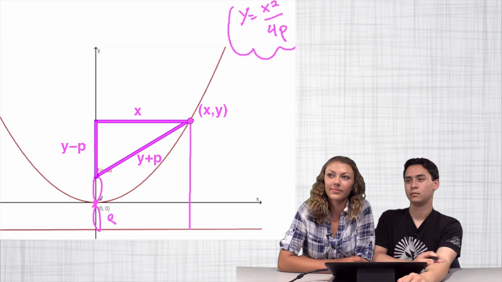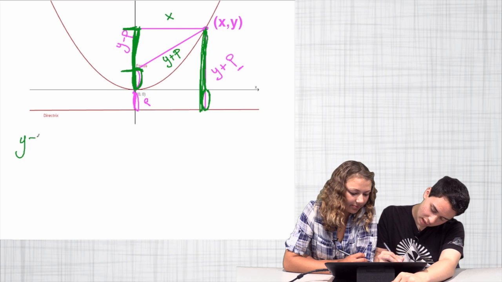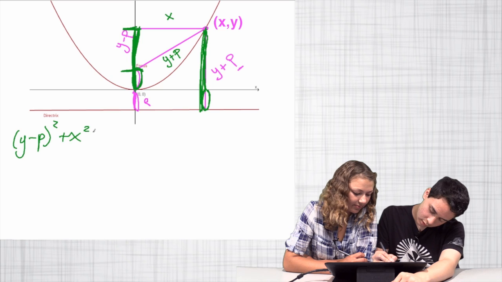Now that Sasha and Keone have found the lengths of the sides of the right triangle, they can apply the Pythagorean theorem to find the equation for this general parabola, which represents all parabolas with a vertex at the origin. So we know (y minus p) squared plus x squared equals (y plus p) squared.